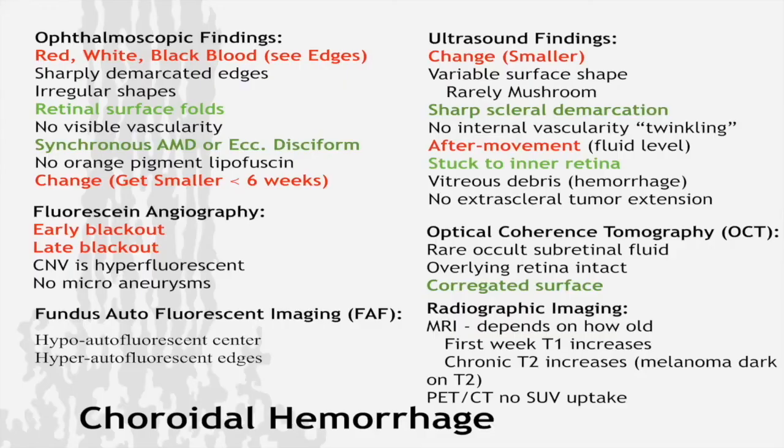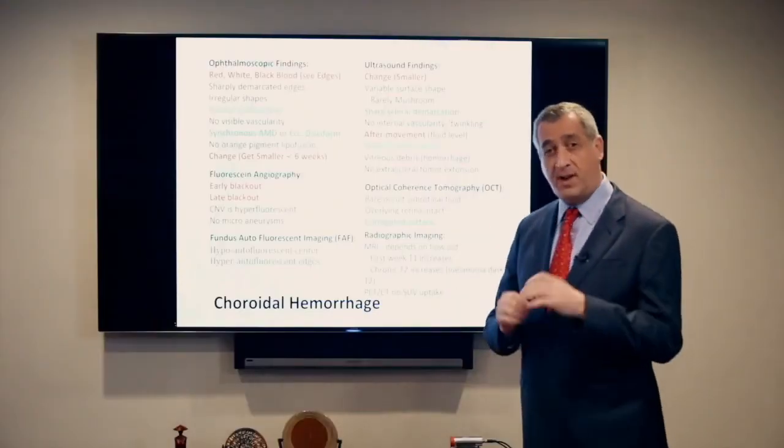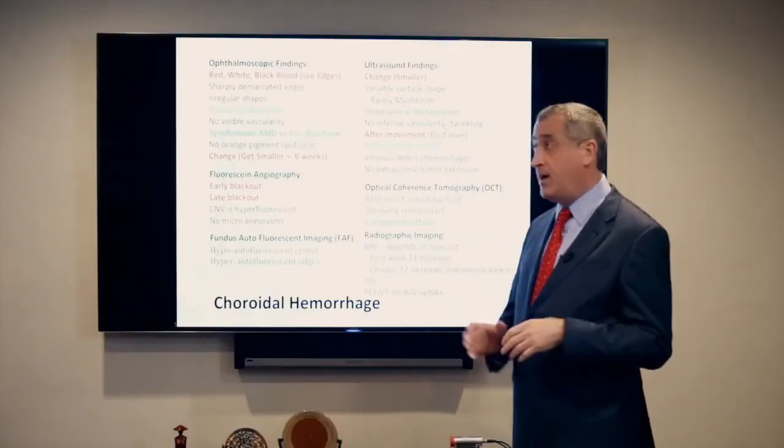The next tumor I'd like to talk about is choroidal hemorrhage. Choroidal hemorrhages can be difficult because they can look pigmented, and sometimes people have even done surgery on them for melanomas, thinking that they were melanomas. So we have to be very careful and look at these characteristics critically to try to separate out the choroidal hemorrhage from the melanoma.